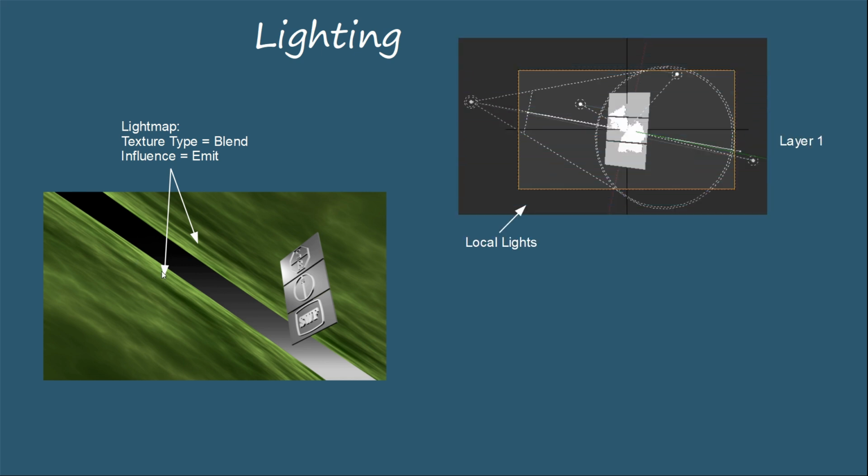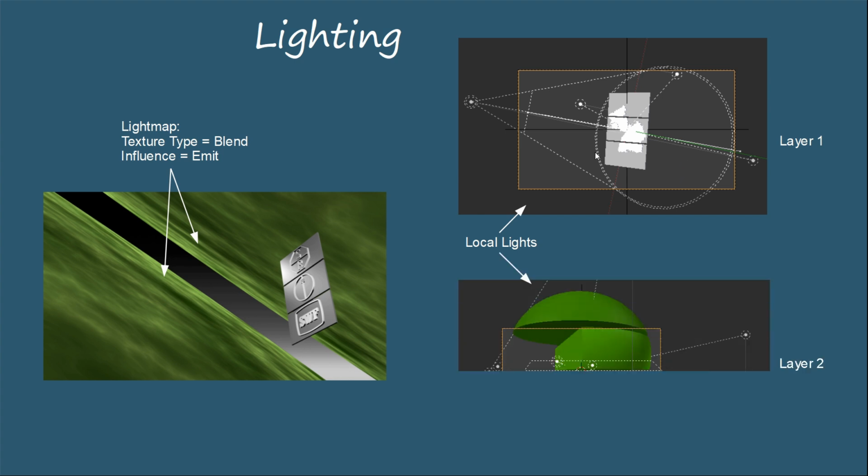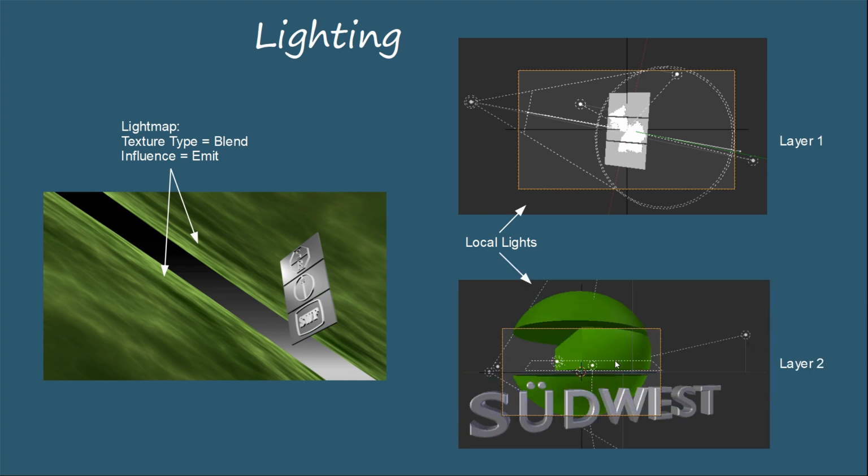Another thing that was special here, I used local lights for the different groups of objects. For example, I used a separate layer for the pictograms here in the foreground with their own local lamps on this layer, and the same for the 3D logo. Here I used another layer with its own set of local lamps, so I kept the illumination and the lamps separate from each other for the different type of objects.